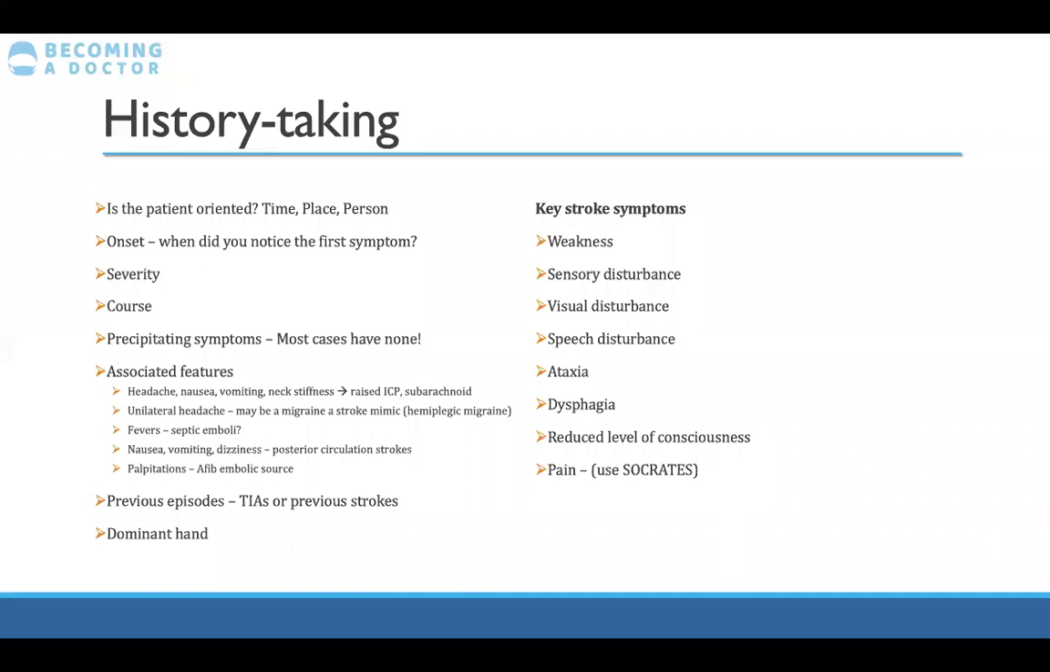Previous episodes: previous TIAs can increase the risk of having a stroke, and previous strokes mean that this patient is a vascular patient. They also have risk factors, and they might have other risk factors for having a stroke. So just think about the whole picture here.